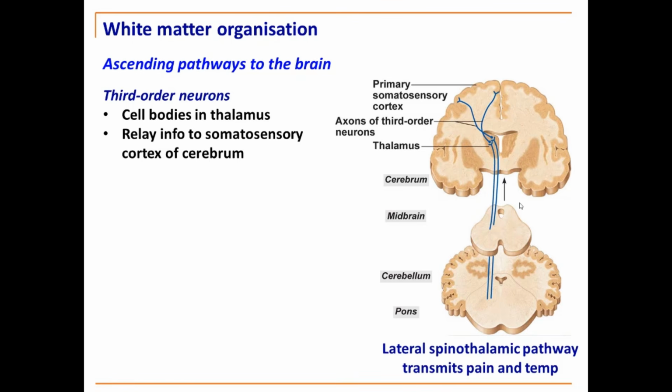Then we move on to the third order neurons. And this is where the cell bodies are now present in the thalamus. So in this example, remember we're looking at the spinothalamic pathway. It's passing up through the brainstem, comes up to the thalamus where it synapses. And here we've got the third order neuron. The cell body of the third order neuron is present within the thalamus, and it relays information to the primary somatosensory cortex of the cerebral cortex, because we're thinking about pain and temperature.